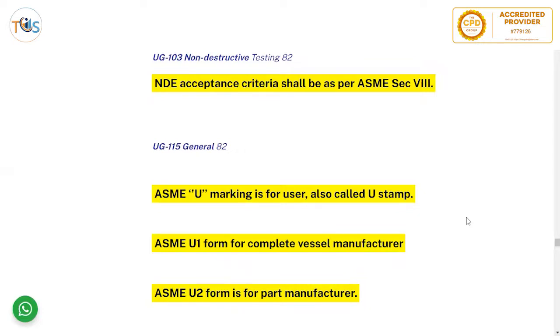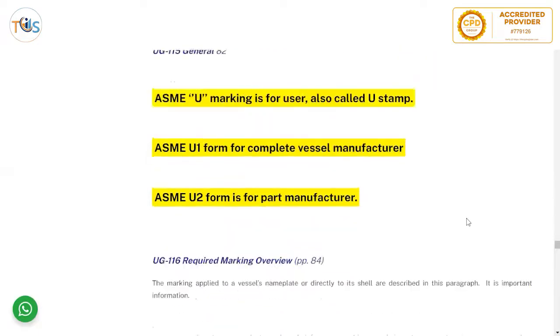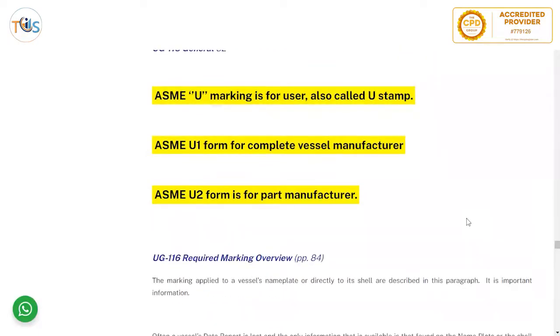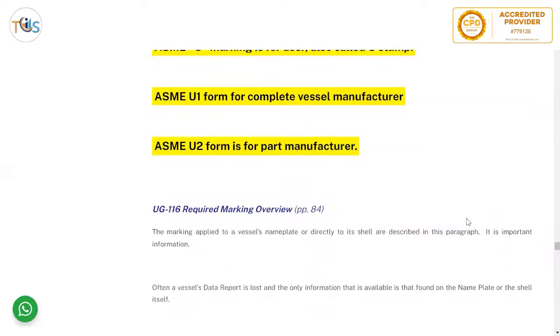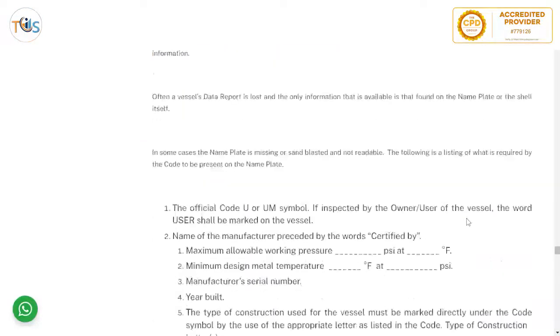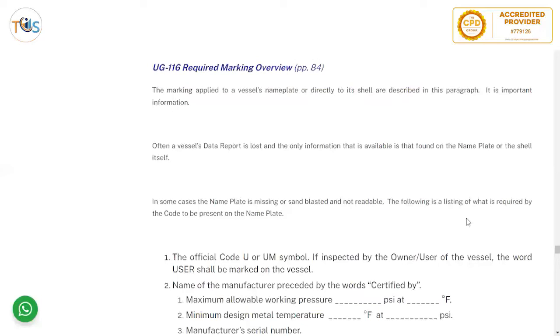U1 form is for a complete pressure vessel by the complete vessel manufacturer, and U2 is for the part manufacturer. Required marking overview: the markings applied to a vessel's nameplate or directly to its shell, described in this paragraph, are important information. Often a vessel's data report is lost, and the only information available is what is found on the nameplate or the shell itself.